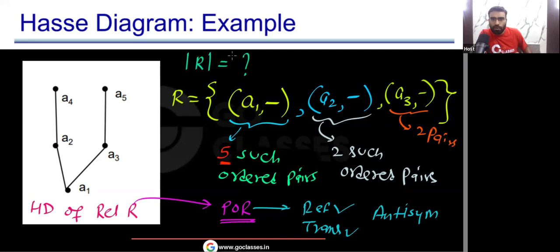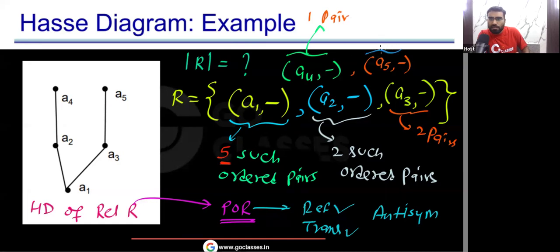What about A4? How many of this type? A4 something something. How many of this type of things are there? Only one pair. And tell me, how many of this type? A5 something something. Again, only one pair because A5 is related to A5.